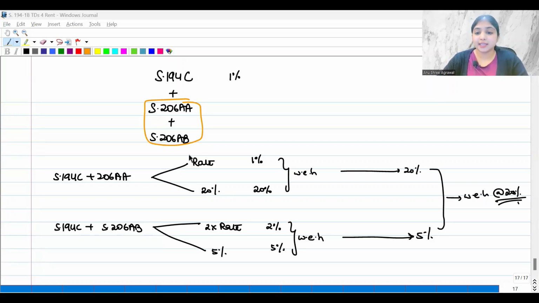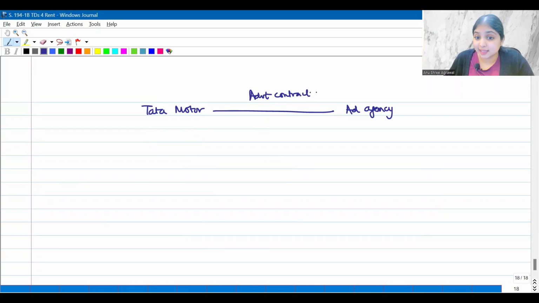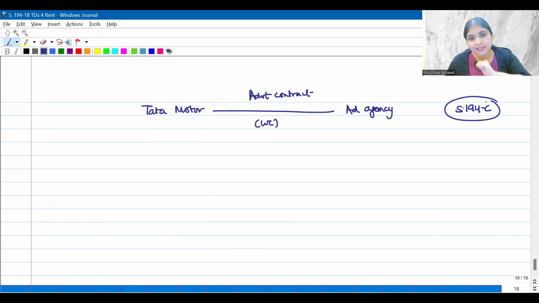Alright, now I'll take you to another extra point under TDS. One final point, guys. See, listen. Let us say Tata Motors goes to an ad agency and asks them to make one advertisement for them. So there's an advertisement contract. This is nothing but a works contract, guys. This will go to 194C. Remember 194C, A, B, C, C, and one important point, A for advertising. So if Tata Motors is going to ask an ad agency to make an advertisement for them, this will come under works contract, 194C will apply.